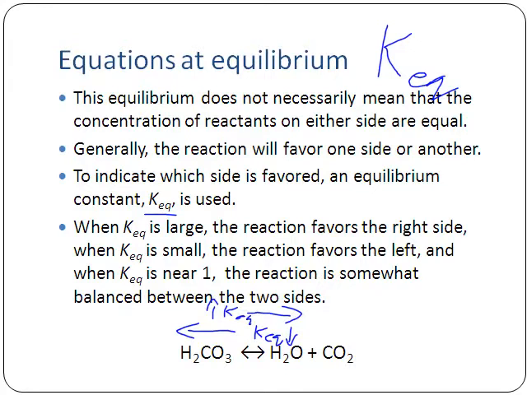Now, if KEQ is near 1, then that means the reaction is somewhat balanced between the two sides. Even something like a KEQ of 6 or 8 or 0.2, we consider those to be near 1. And so it's considered a relatively balanced reaction in terms of the concentrations here. And so by looking at KEQ, you can tell whether you have a reaction that's going to favor the right or favor the left. If it favors the right side over here, KEQ is large. If it favors the left, KEQ is small. All right.